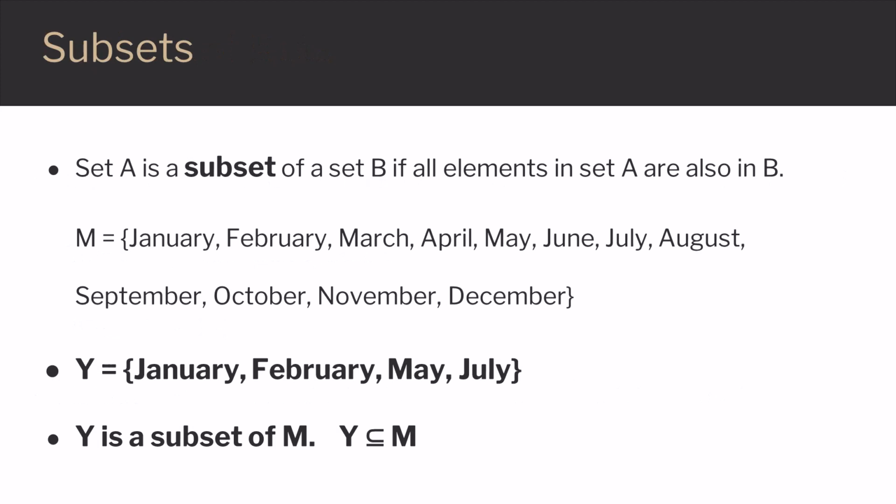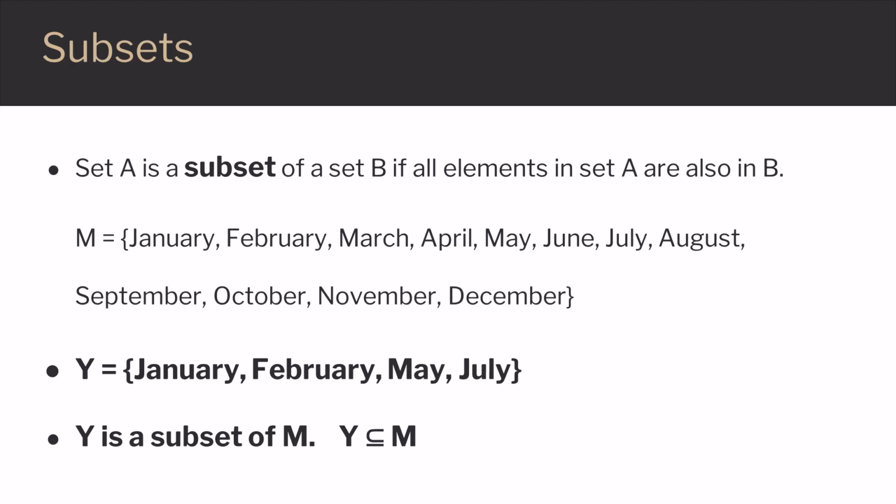Now let's move on to talk about subsets. Let's say you have 2 sets, set A and set B. Set A is a subset of B if all elements in set A are also in set B. You can think of it like a menu. If you have a list of items and choose from that list, you are creating a subset of the list.